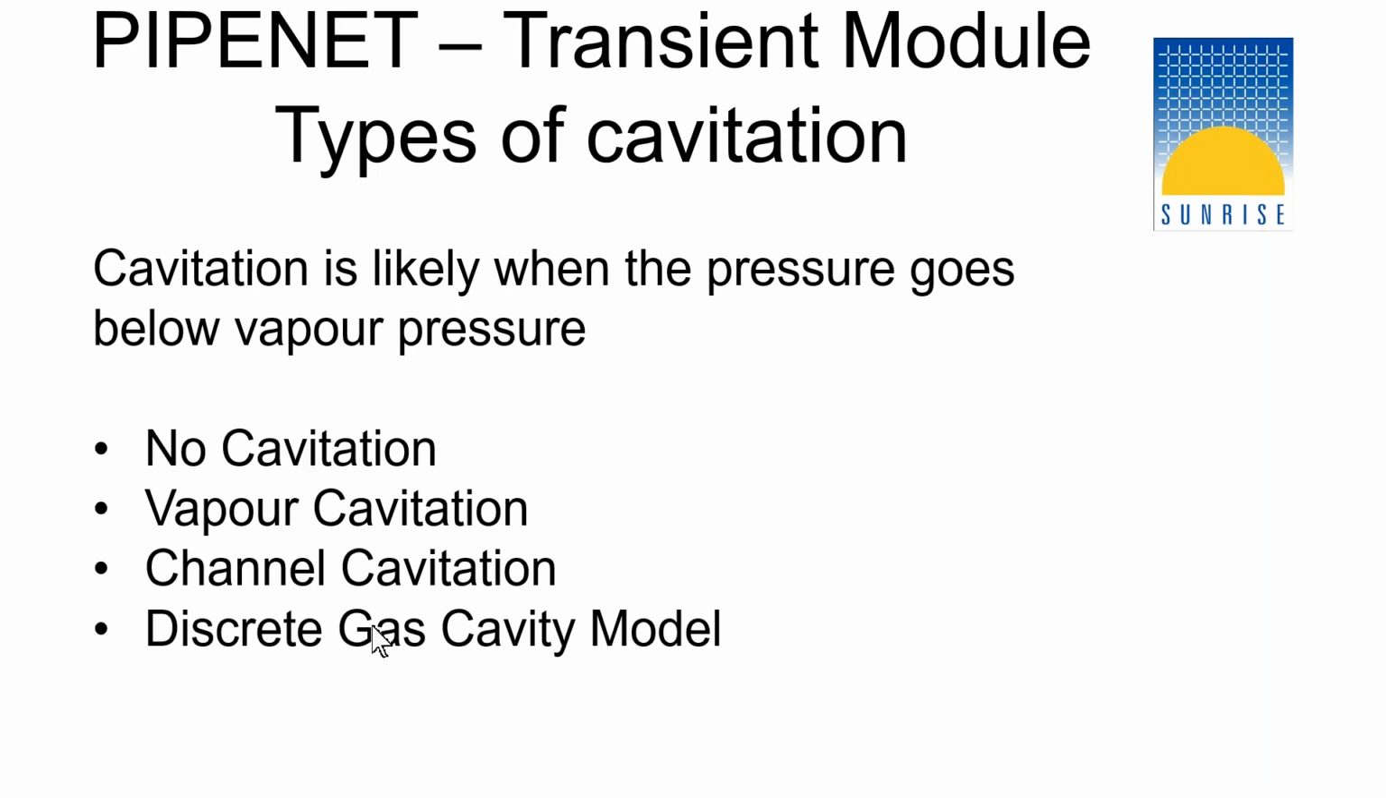But you must not use this as an excuse to reduce the pressure surge. You must be able to justify using this model, but that is up to you as an engineer. We cannot make a recommendation because it depends on your system and whether there is even a small amount of gas present or not. So these are the 4 options in PIPENET.